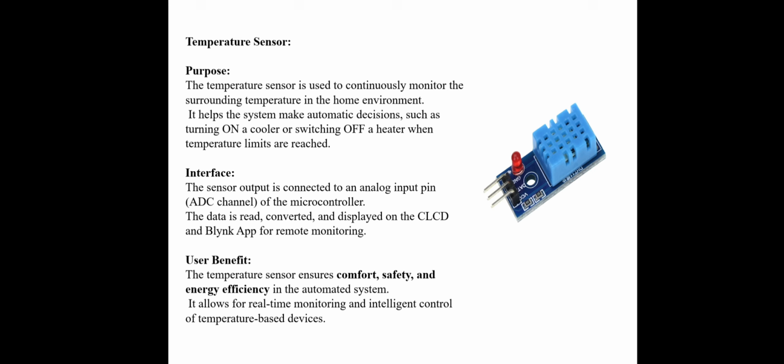Temperature sensor. The temperature sensor continuously monitors environmental temperature. It provides an analog signal proportional to the temperature, which the microcontroller converts into digital form using an ADC. When the temperature crosses a predefined threshold, the controller performs a specific action, for example, turning off the heater and turning on the fan. The temperature value is displayed on the CLCD and updated in real time on the Blynk app as well. This helps maintain an ideal environment while optimizing energy usage.